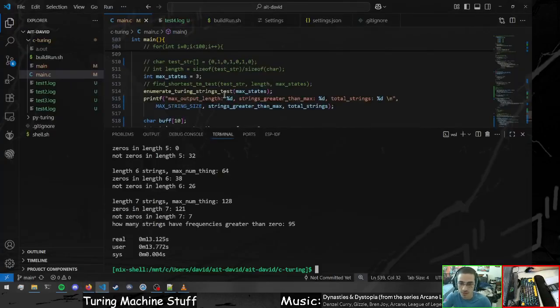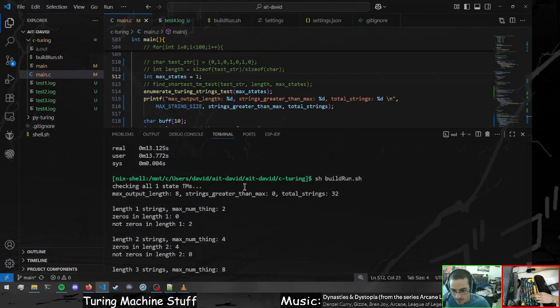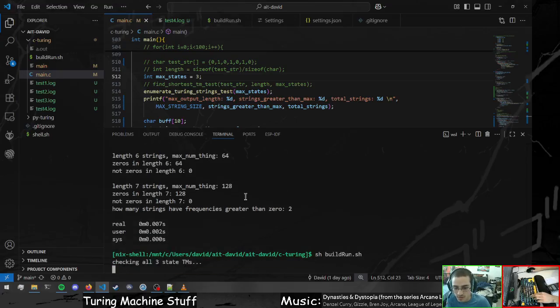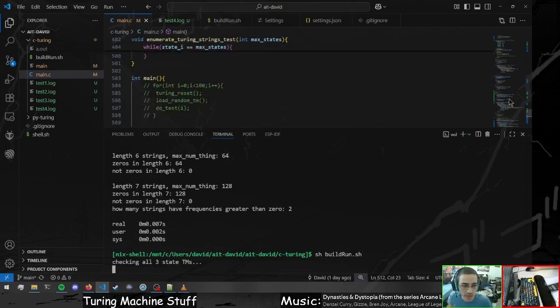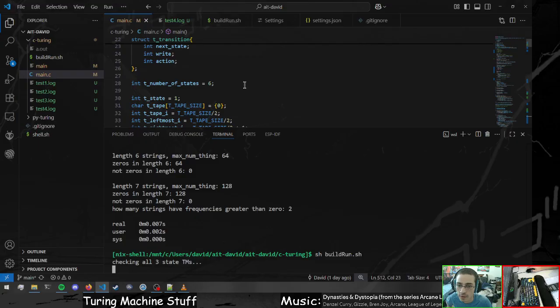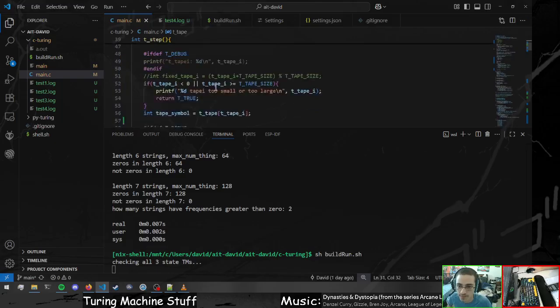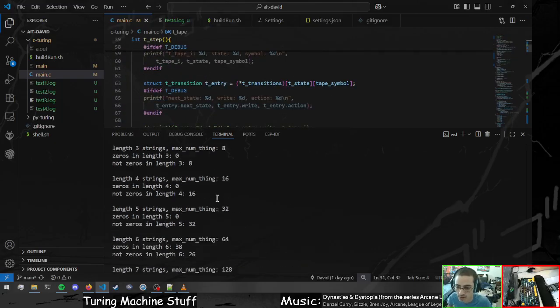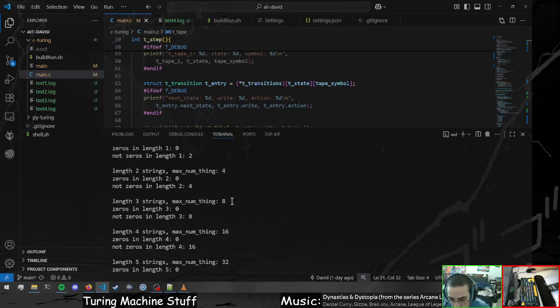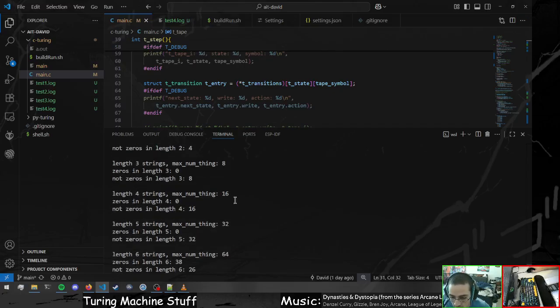Alright, let's do a little test again. Let's go back to sanity check and let's run the one state Turing machines, which we end up with nothing. We end up with nothing on there, so that's not good. That means we have to go back and change something here.